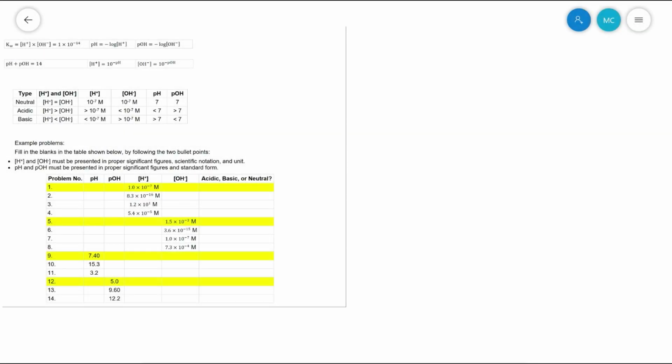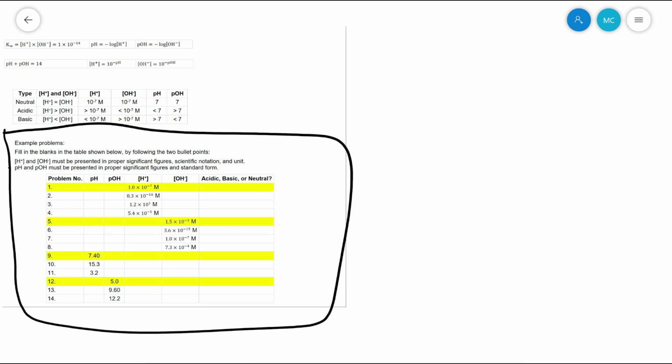Alright, hi everyone. Today we're gonna do some problems together. Think of it as practice problems. All of these problems are posted on Canvas. So these are the problems. And the part at the top are the equations as well as some information that is relevant for these practice problems. So we will try to do number 1, number 5, number 9, and number 12.